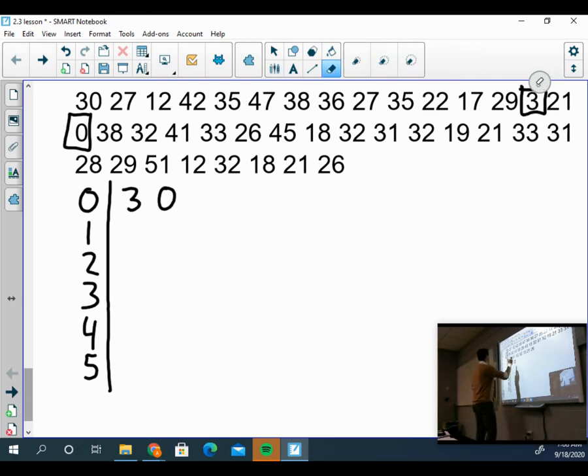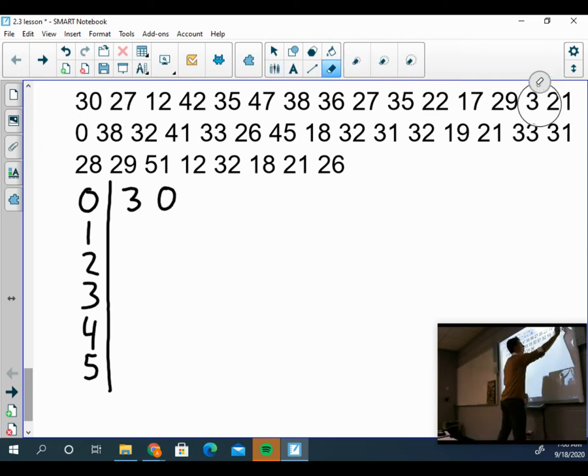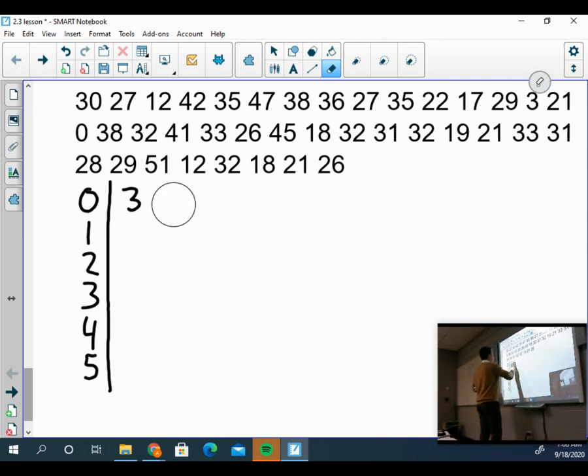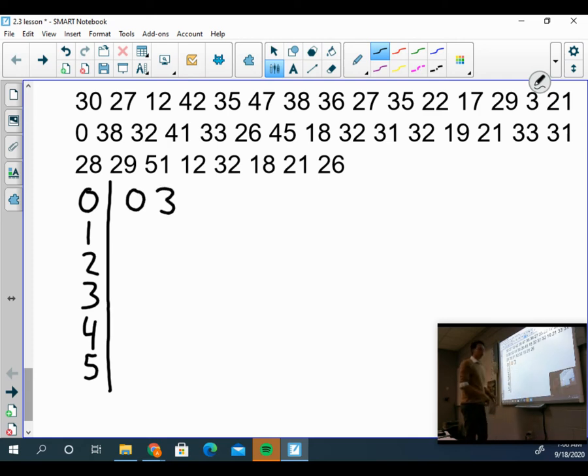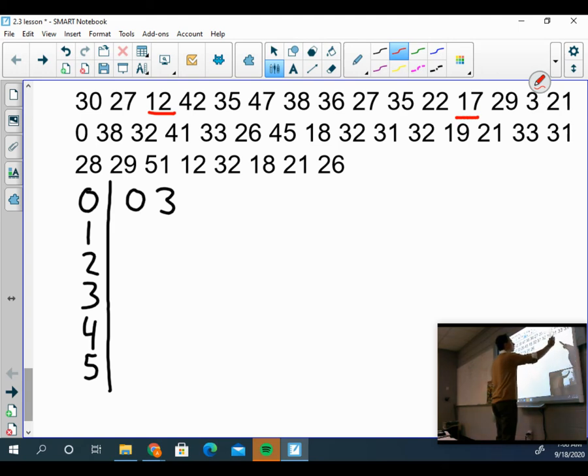Once I identify those, 3 and 0, I write them down, but I need to reorganize them so they are in order from least to greatest. And we're going to continue this pattern for the other 5 stems. So now I'm going to look at all my 1s, all my pieces of data that have a stem of 1.